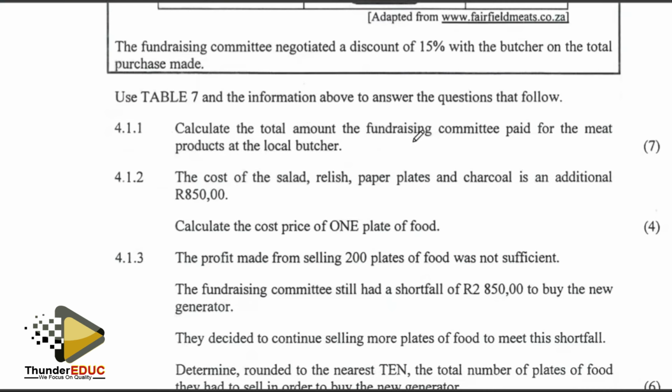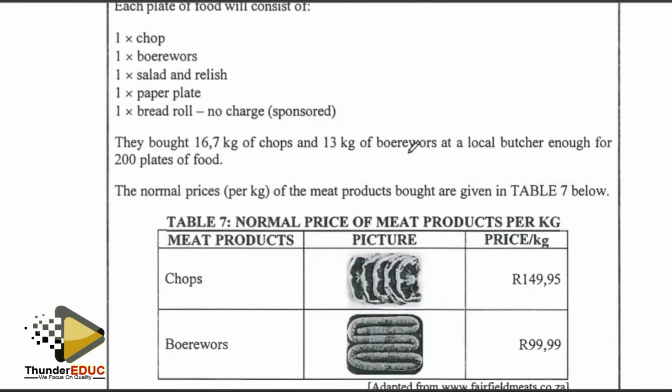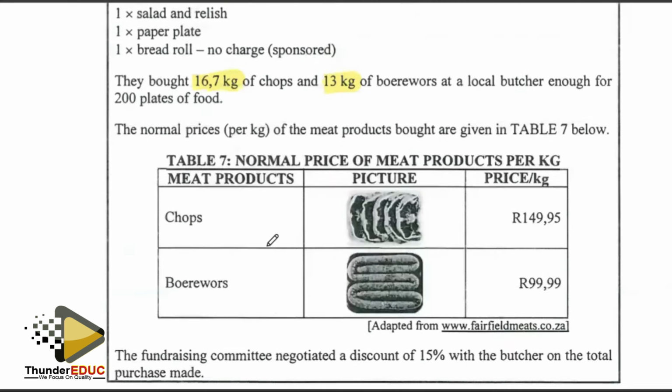Calculate the total amount the fundraising committee paid for the meat products at the local. So remember, we are going to look at these quantities bought. We have 1. This is meat also, 13. It's also meat. Then we shall come and say we shall get this multiplied by 6, let me get this multiplied by 13.